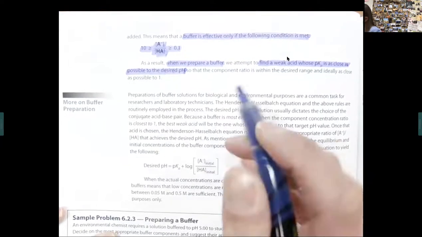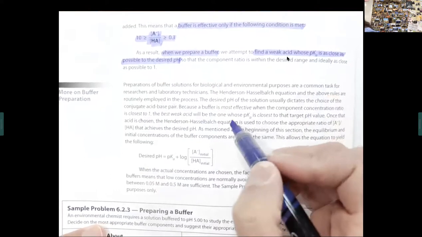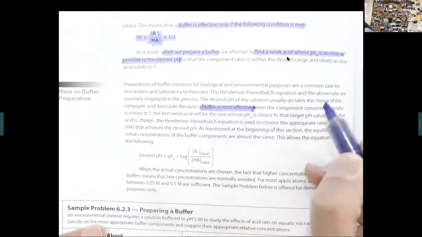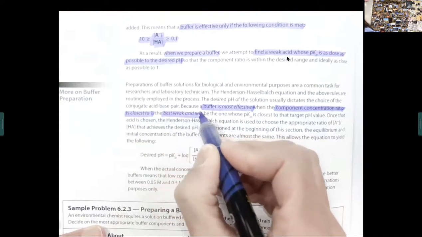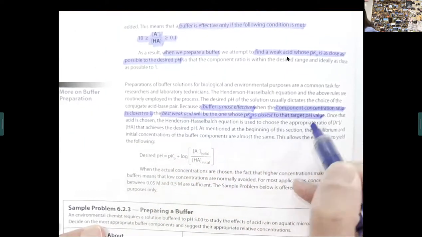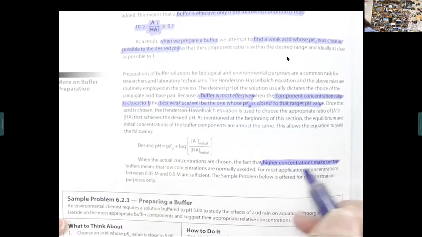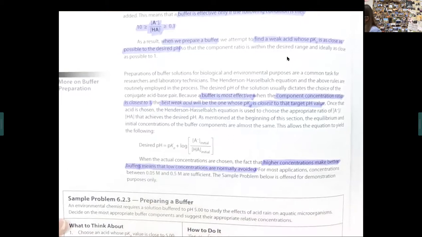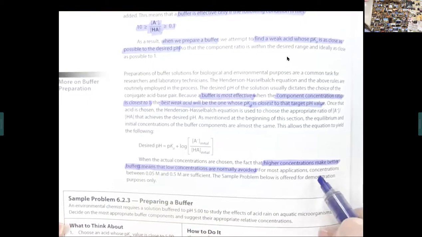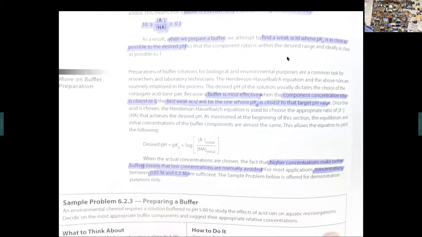Okay. Now, let's talk a little bit more on the preparation of a buffer. A buffer is most effective when the component concentration ratio is closest to 1. The best weak acid will be the one whose pKa is closest to the target pH value. That's what was said up above. Higher concentrations make better buffers. That means that low concentrations are typically avoided. So typically what you want to do is have concentrations between 0.05 and 0.0 molar when you're making a buffer solution. Okay, let's go on to page 373.